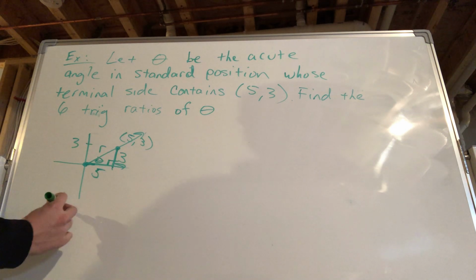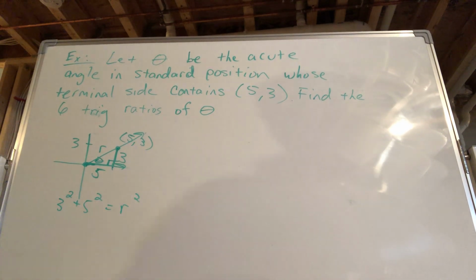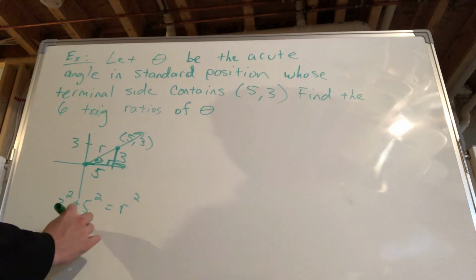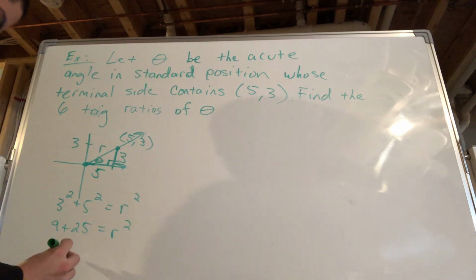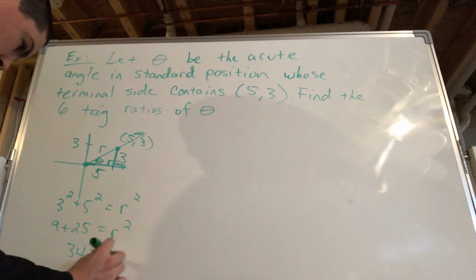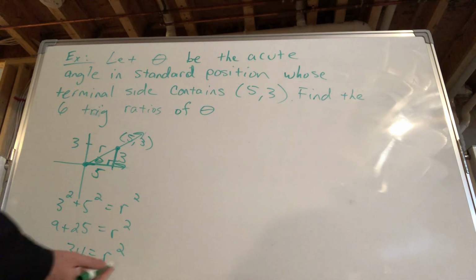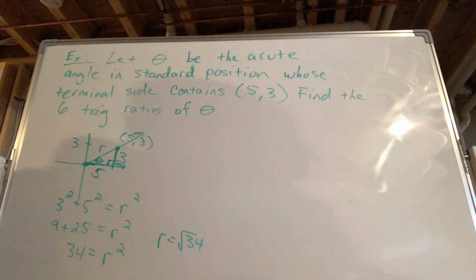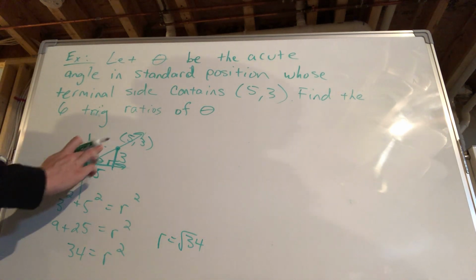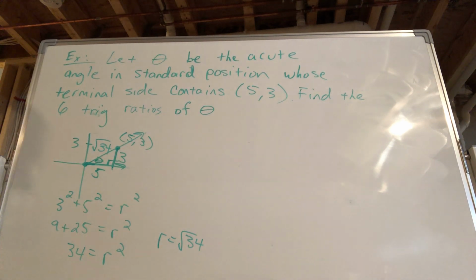So we would take 3 squared plus 5 squared is equal to r squared. So I can find r by doing this. 3 squared is 9. 5 squared is 25. And r squared is just r squared. And then 9 plus 25 is 34. Checking to make sure you guys can still see it. Yep. And so if I wanted to solve for r, what would I do? I would take the square root of both sides. So it's going to be the square root of 34. So now that I know that side, I'm going to go ahead and erase this and say this is the square root of 34.